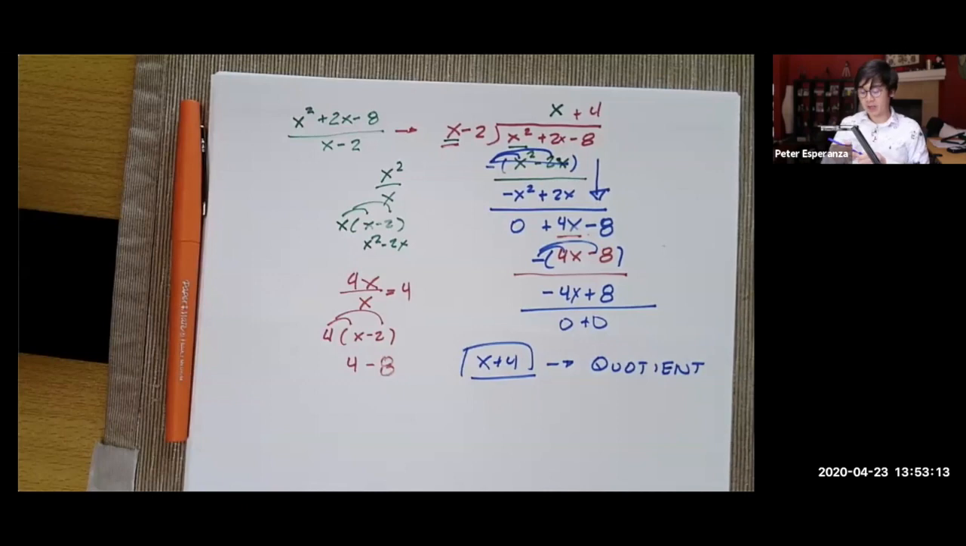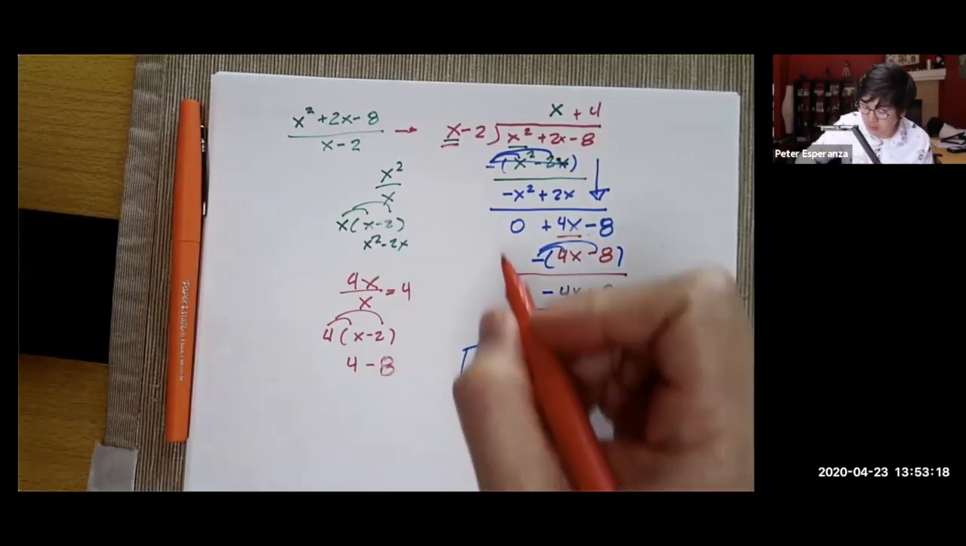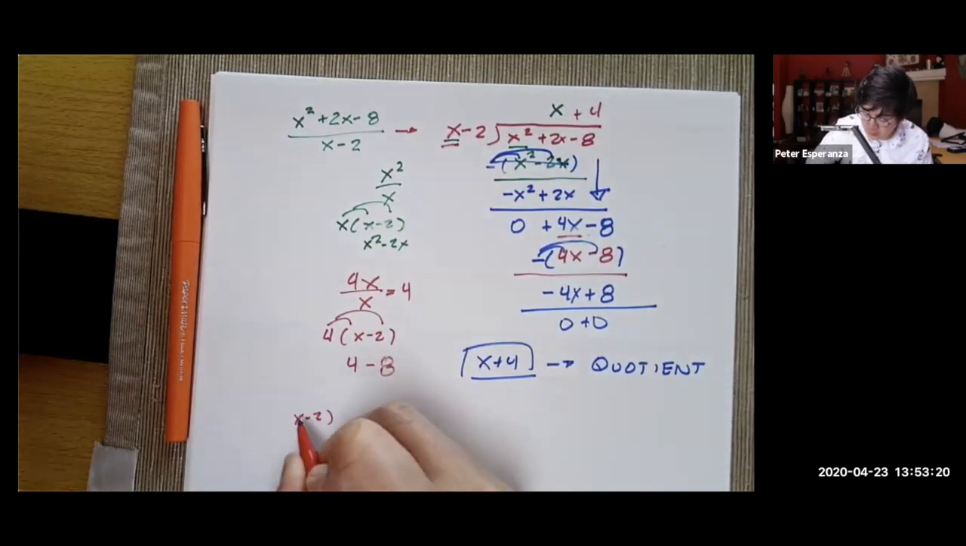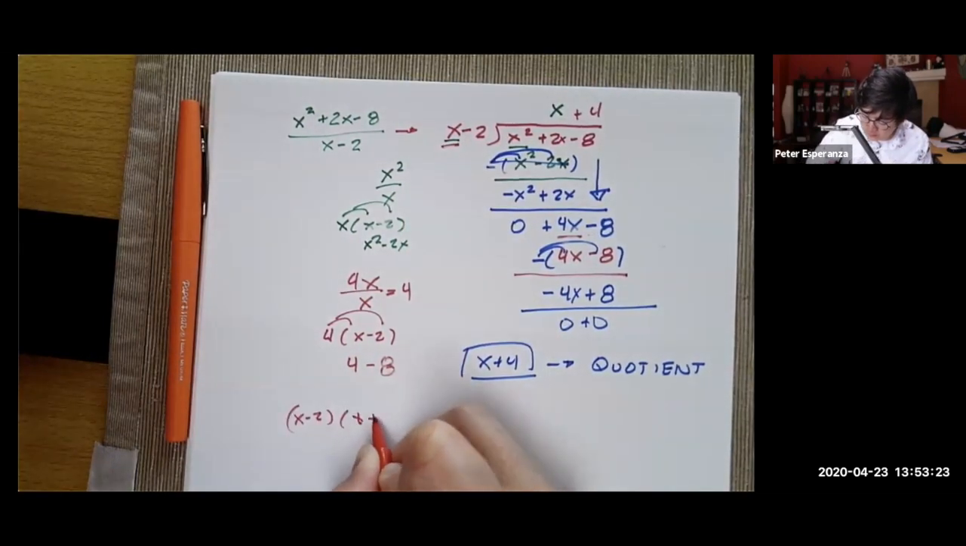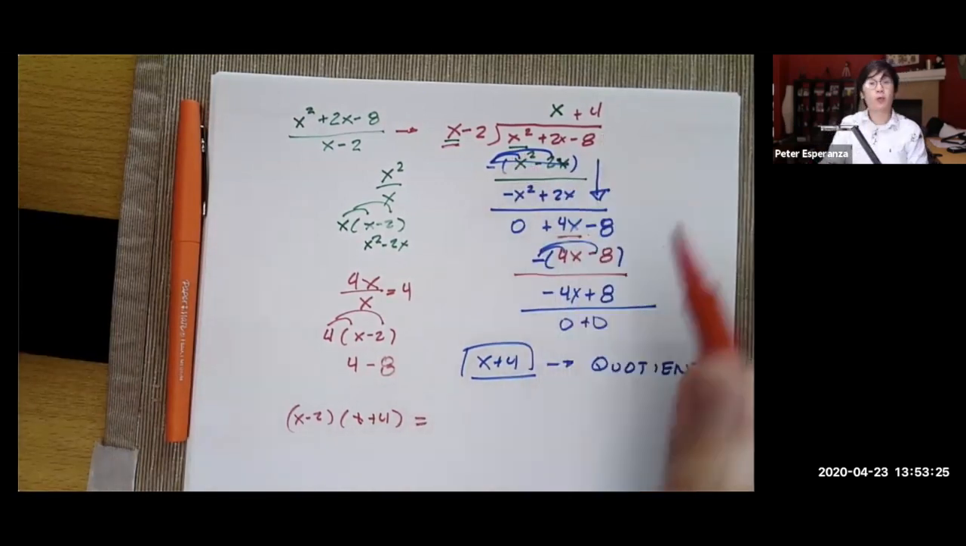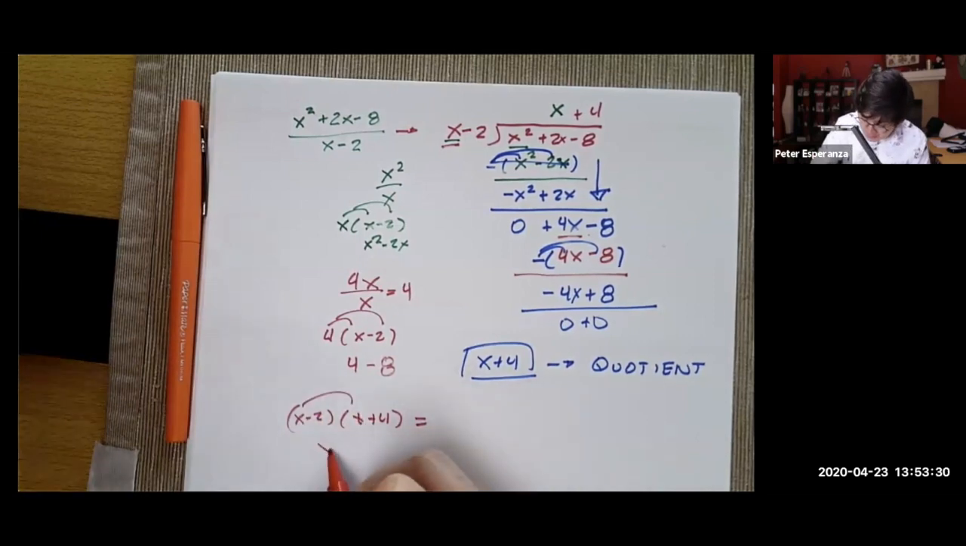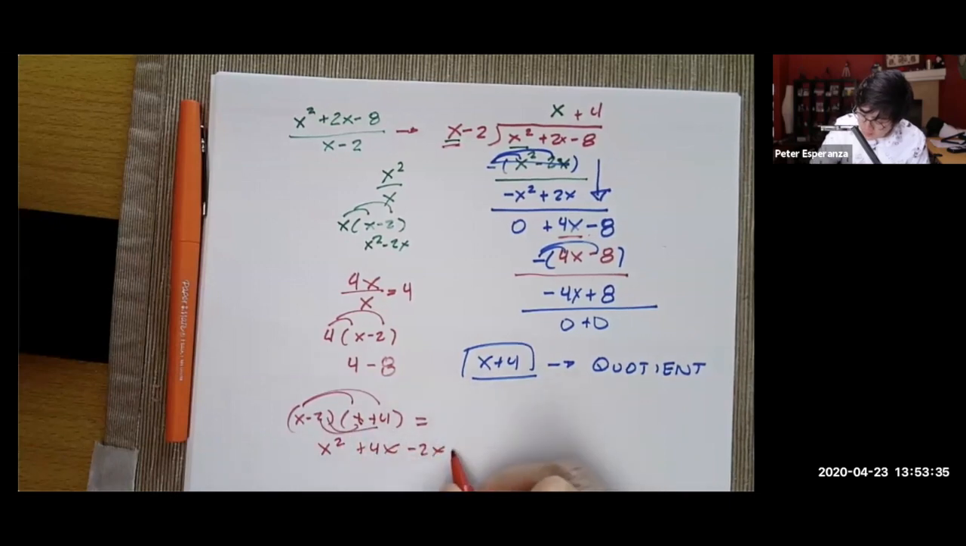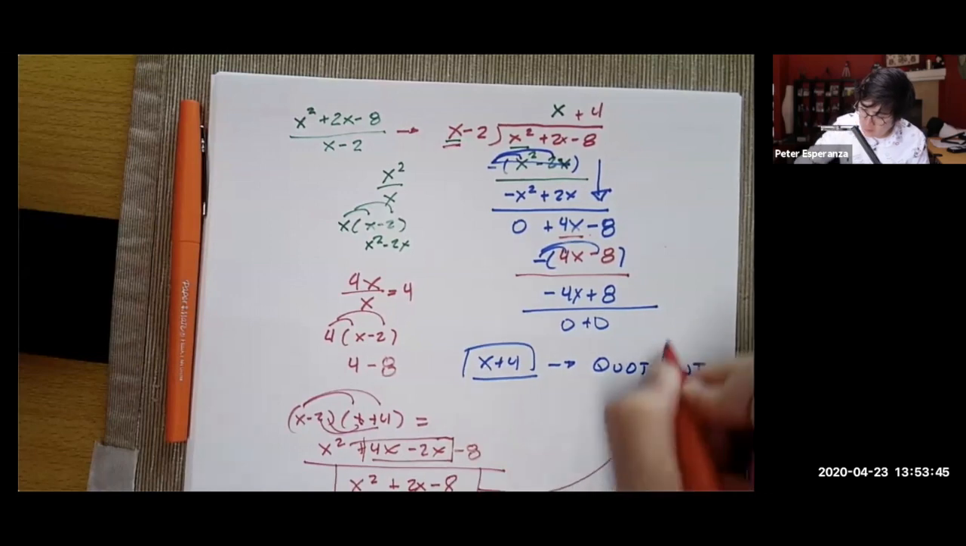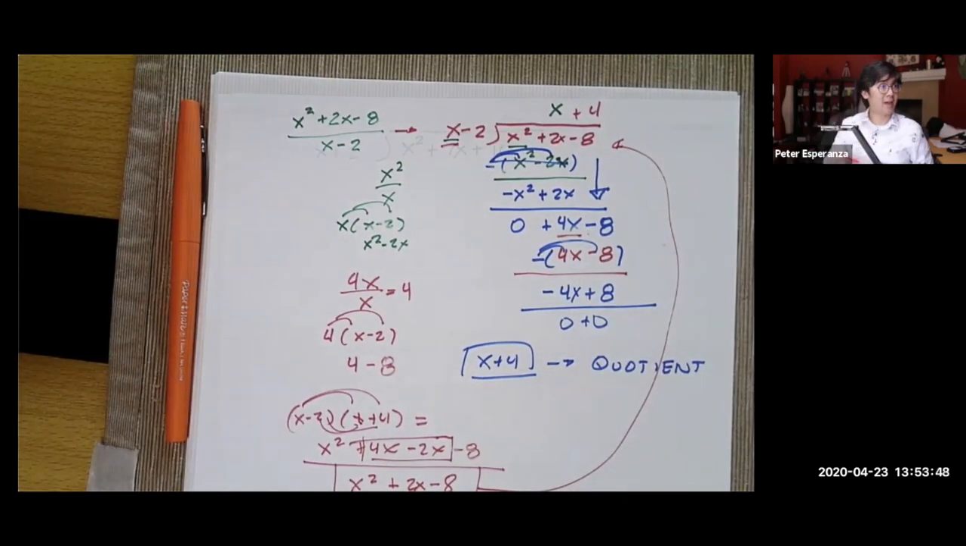And that's how you divide your polynomial. Now, you know you did it correctly if you multiply x minus 2 and x plus 4, and it's going to equal x squared plus 2x minus 8. So let's test if our answer is correct. X times x is x squared plus 4x minus 2x minus 8. Combine like terms: x squared plus 2x minus 8, which is the same as that.